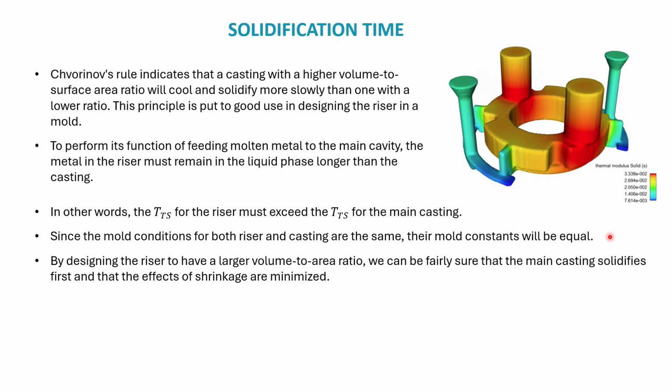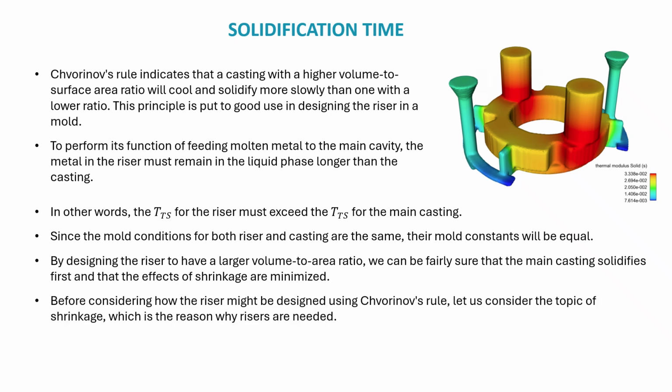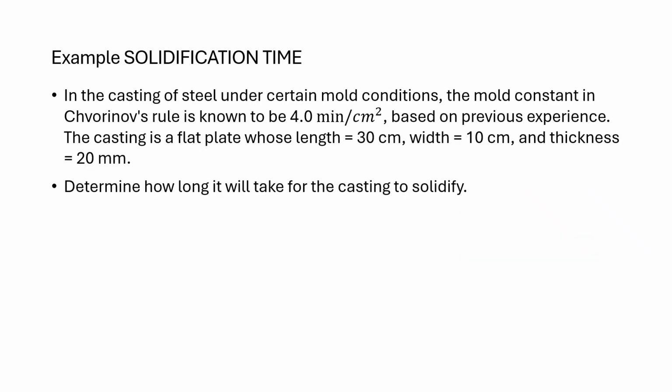By designing the riser to have a larger volume to area ratio, we can be sure that the main casting solidifies first, so that the effects of the shrinkage are minimized. Before considering how the riser might be designed using Chvorinov's rule, let us consider the topic of shrinkage, which is the reason why the risers are needed. So let's go back to the example, and now we can see everything clearly.